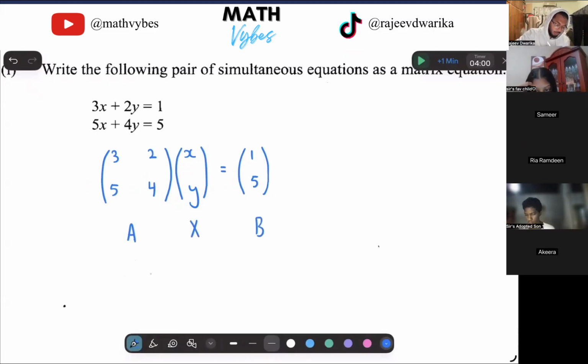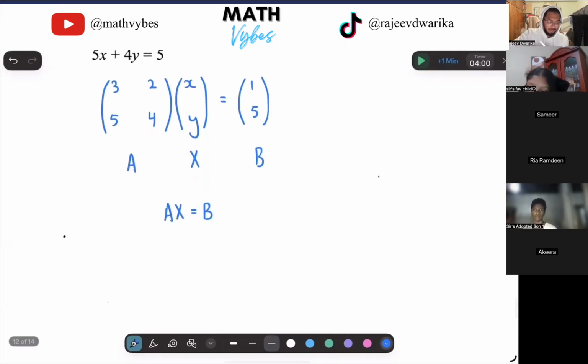Now, Ria, if I said that this was matrix A, this was matrix X, and this was matrix B, wouldn't it be possible for me to write AX is equal to B? Yeah. Okay, anybody confused by this or you understand? Understood, sir. All right, Ria, what is the unknown here? X. Right, X is the unknown.